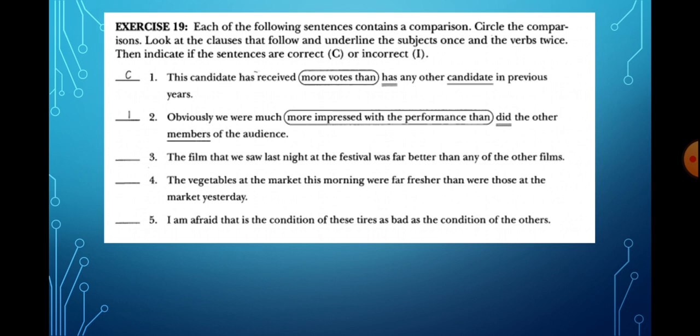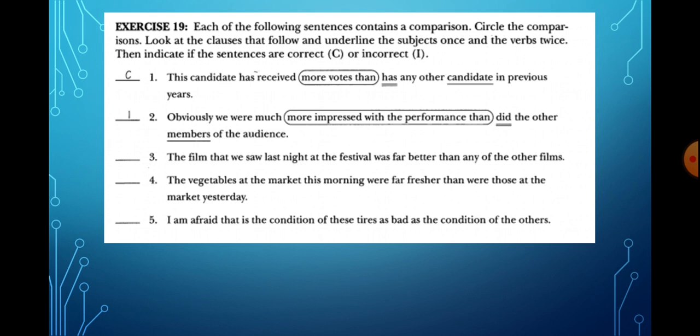Number 4, the vegetables at the market this morning were far fresher than were those at the market yesterday. So vegetables, were, this is subject and a verb. Fresher than, this is the comparative sentence. Were belongs to the second compared-to sentence. Were those. So this is correct because the same structure is kept. And then we have inversion, which is also possible and also correct in comparison. So sentence number 4 is definitely correct.